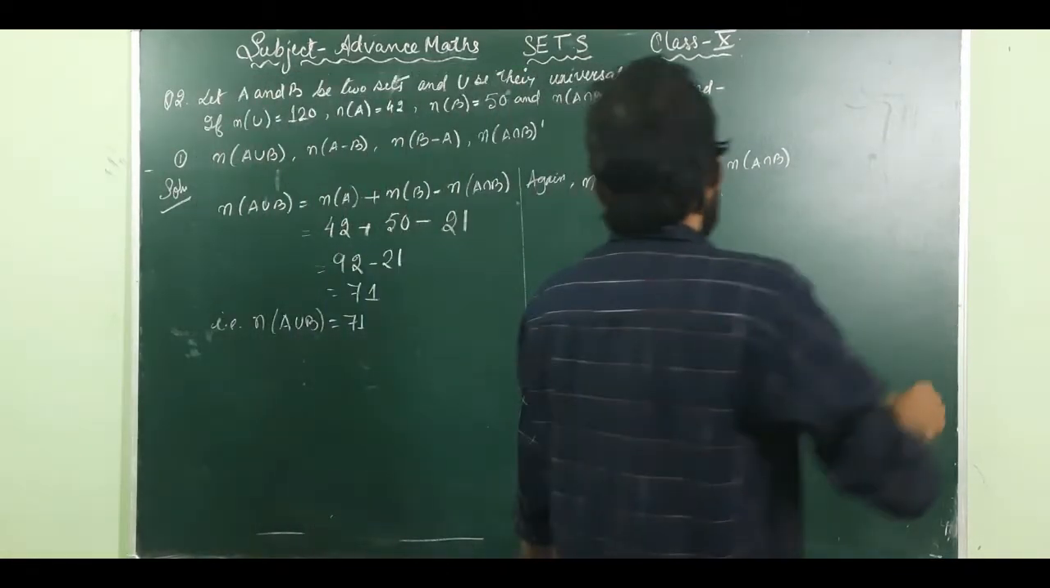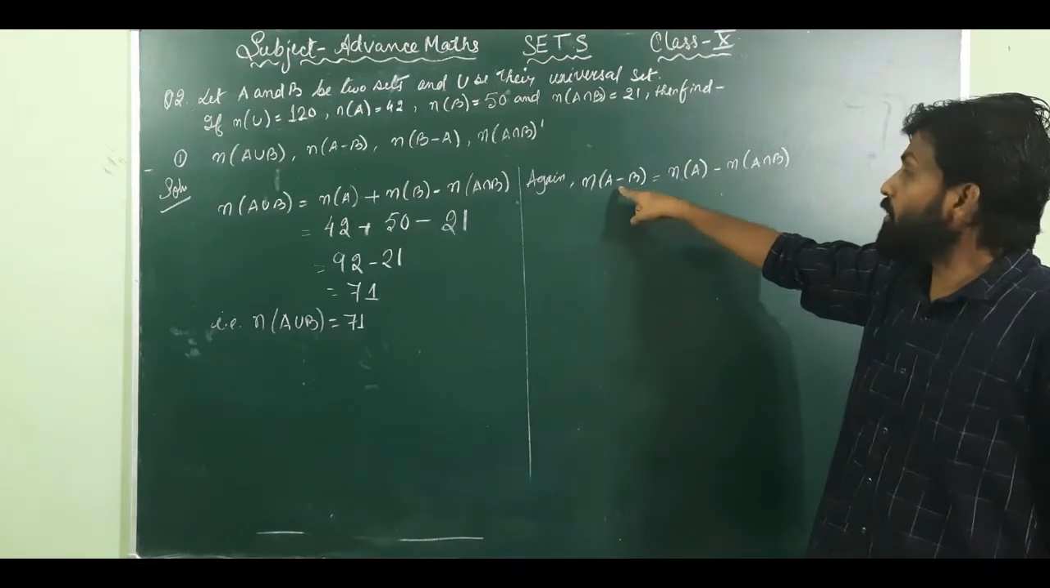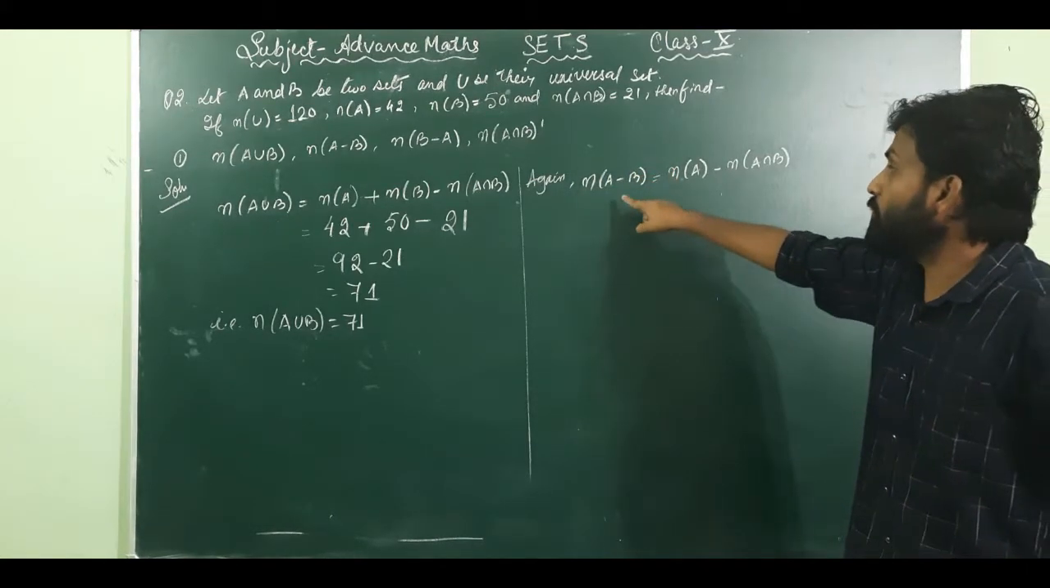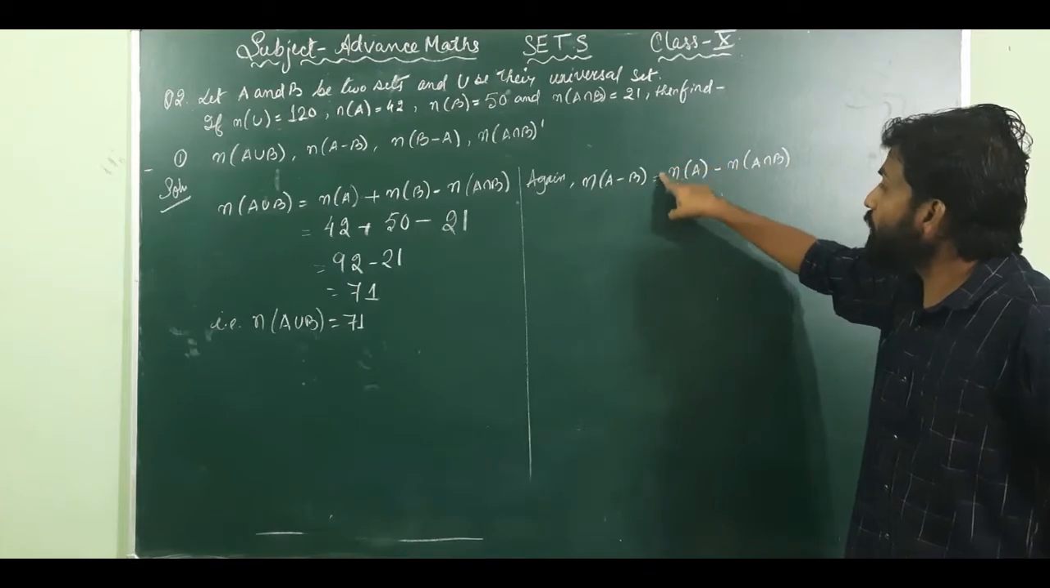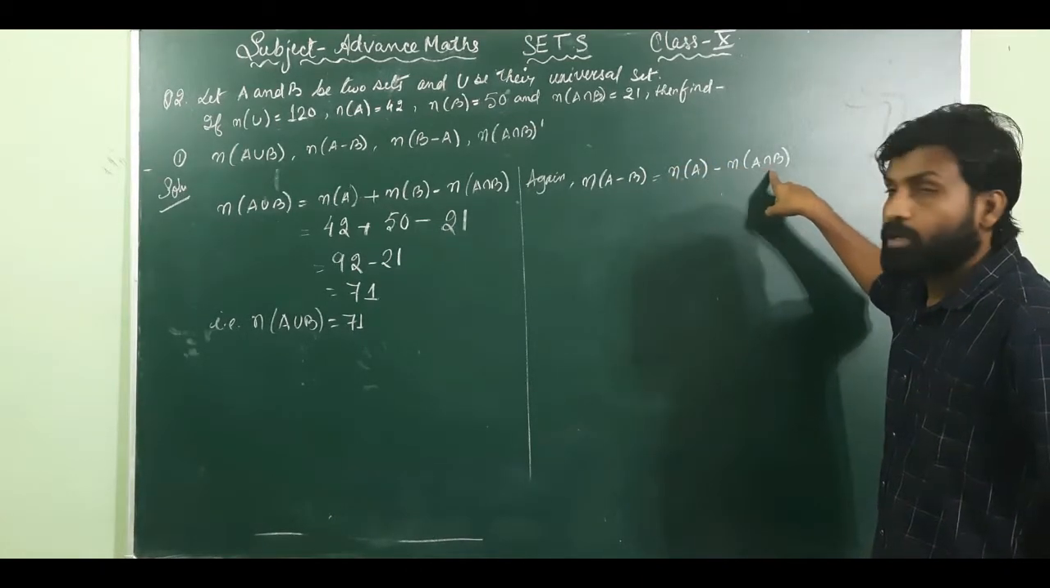Now the next thing they asked is A minus B. Whenever you get this type of thing, A minus B or B minus A, if it is A minus B, then from the set A you subtract n(A intersection B).